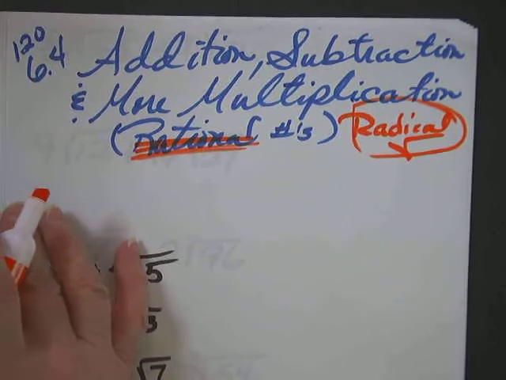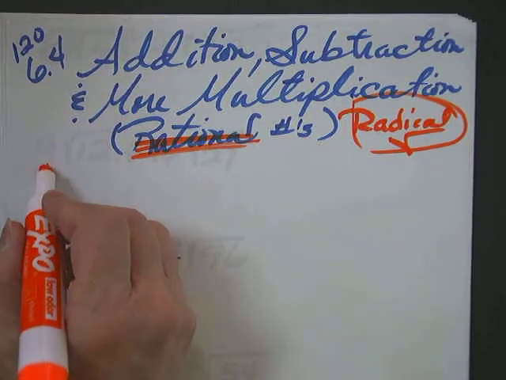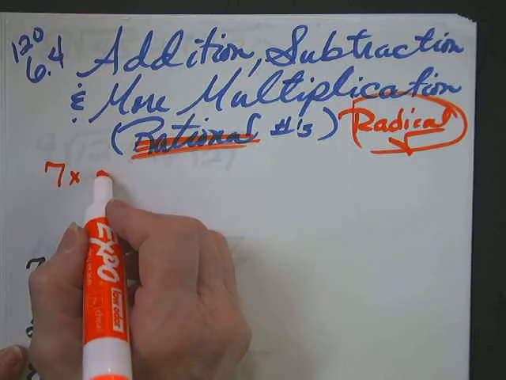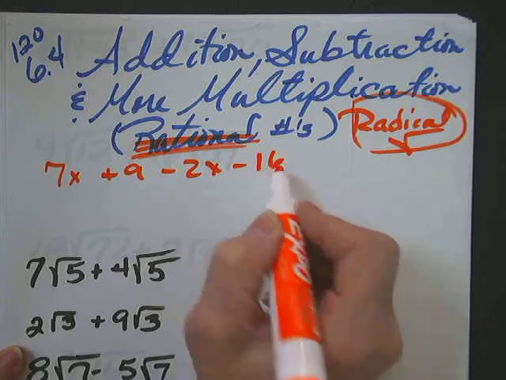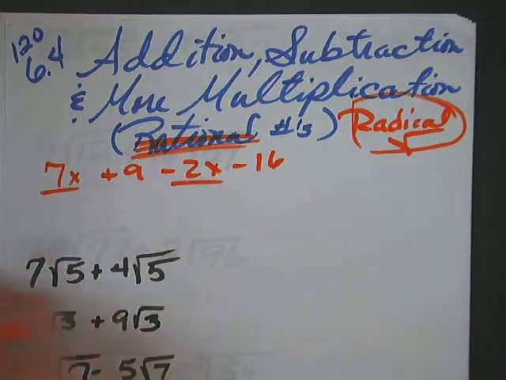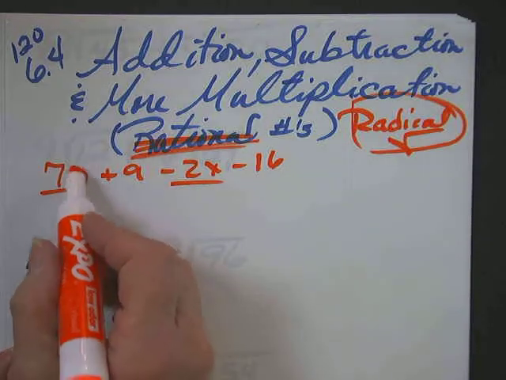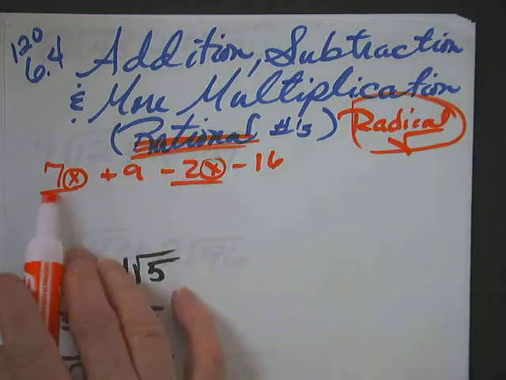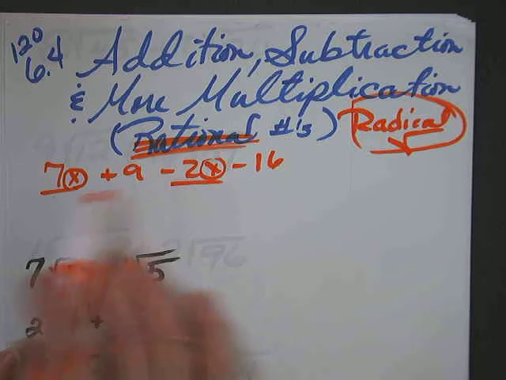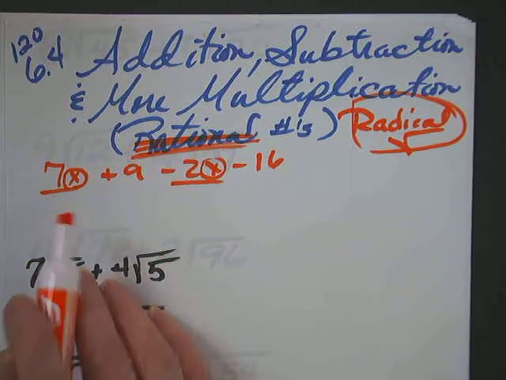Okay, just remember, when you were doing variables, if you had like 7x plus 9 minus 2x minus 16, remember we added the like terms? Okay? If something has the exact same square root, it's a like term. So we're using what we've learned before. You don't have to write this on your notes. You know what adding like terms is, right?